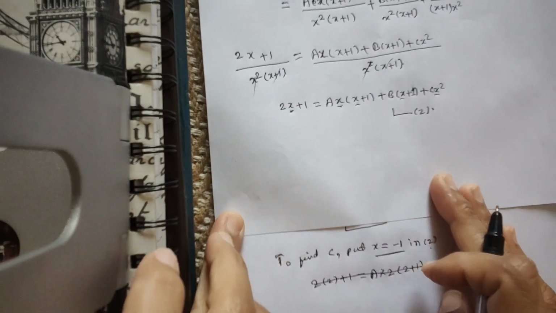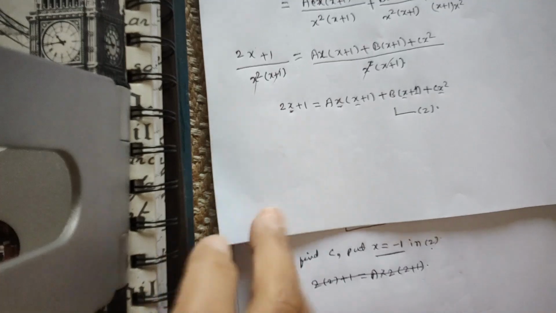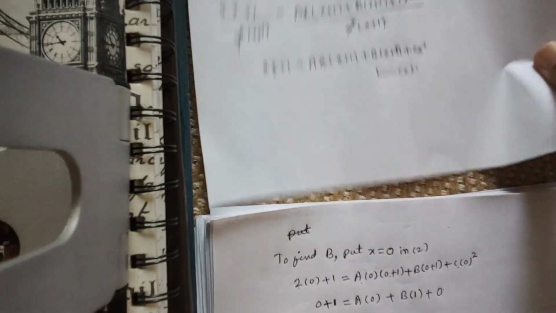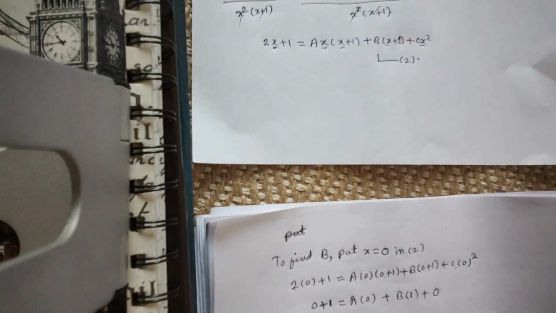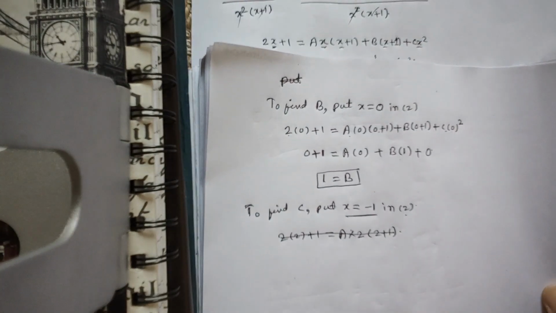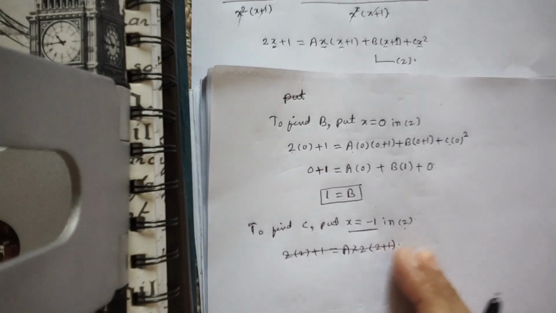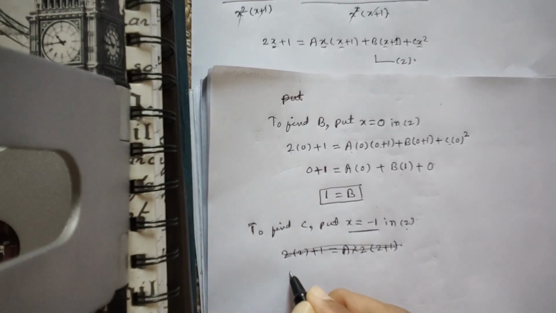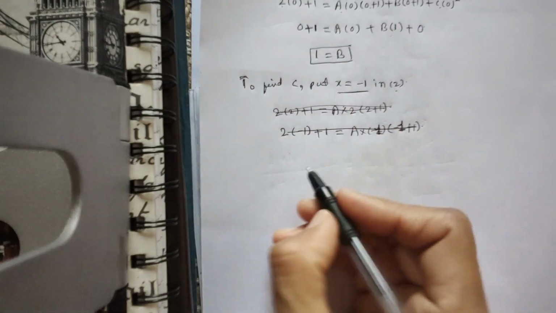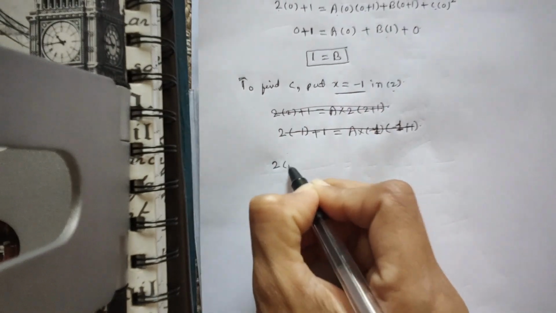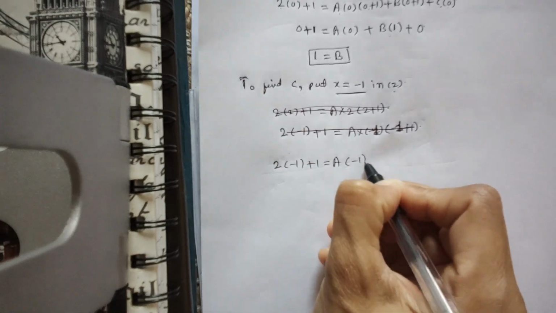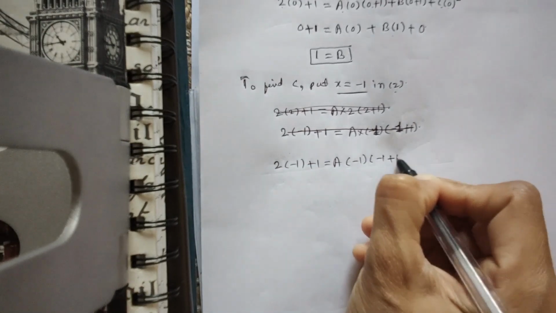Put x equal to minus 1 in equation 2. So just replace x with minus 1. What will I get? Just ignore this cut line. 2 into minus 1 plus 1 equal to a into minus 1 into minus 1 plus 1.